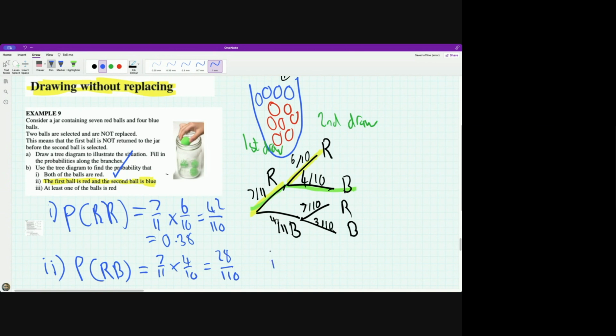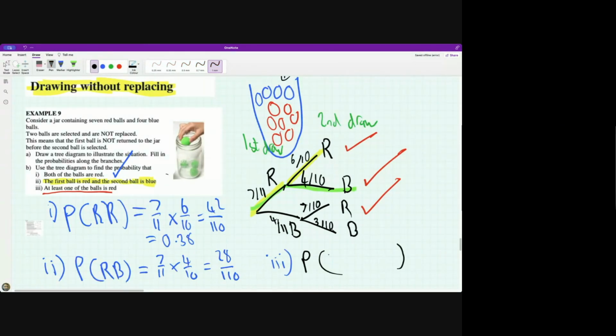Now, this last one is a little bit sneaky because they use the words "at least one of the balls is red." So what they're saying is any of the ones where the ball is red will be fine. This one is a good pathway. This one is a good pathway. This one is a good pathway because they all have some red in them. What is the probability of getting that?